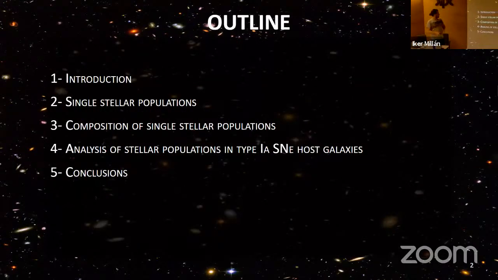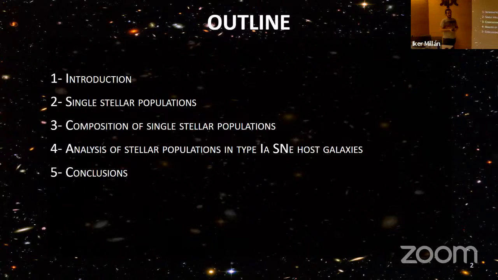So I'm going to make a little introduction. I'm going to speak about how to do single star populations, then how to compose them. And then I'm going to present an actual science case for the analysis of stellar populations in type 1A supernova host galaxies and some little conclusions.